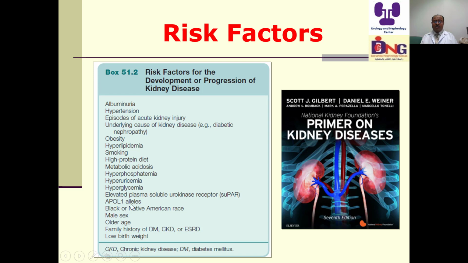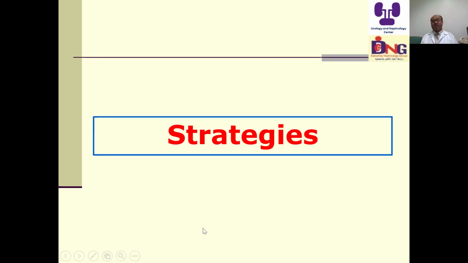APOL1 alleles in African American, black or native African American race, male sex, older age, here male sex for progression of kidney disease, family history of diabetes, CKD, or end-stage kidney disease. This is why we should ask about family history, not past history alone. Low birth weight, as I mentioned in the beginning. So this is the list. This is a summary of all risk factors that I mentioned.